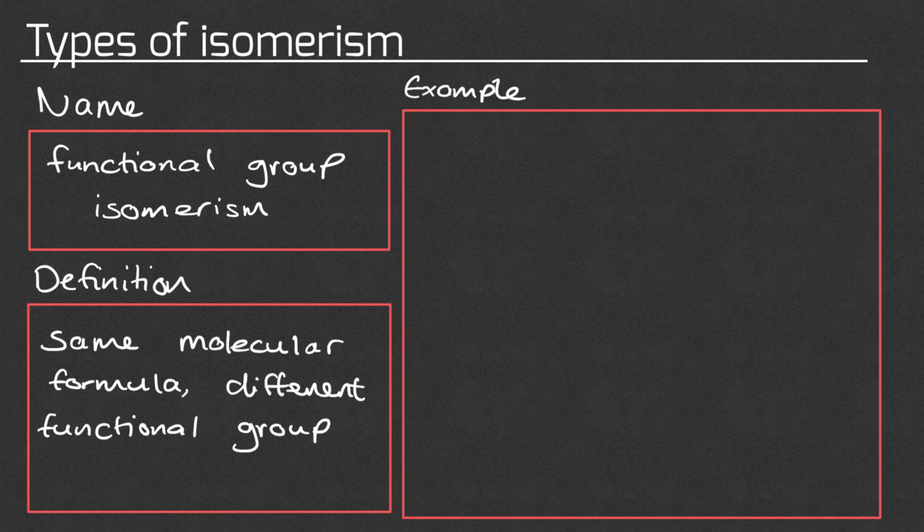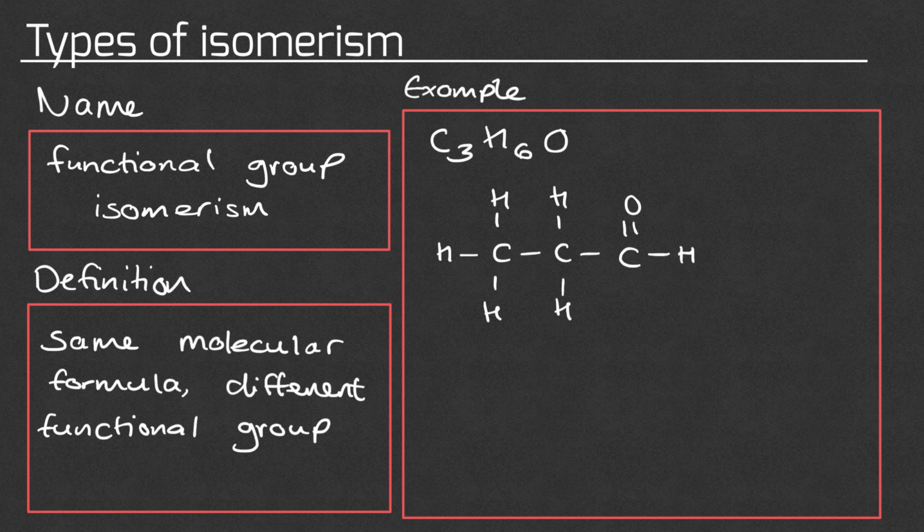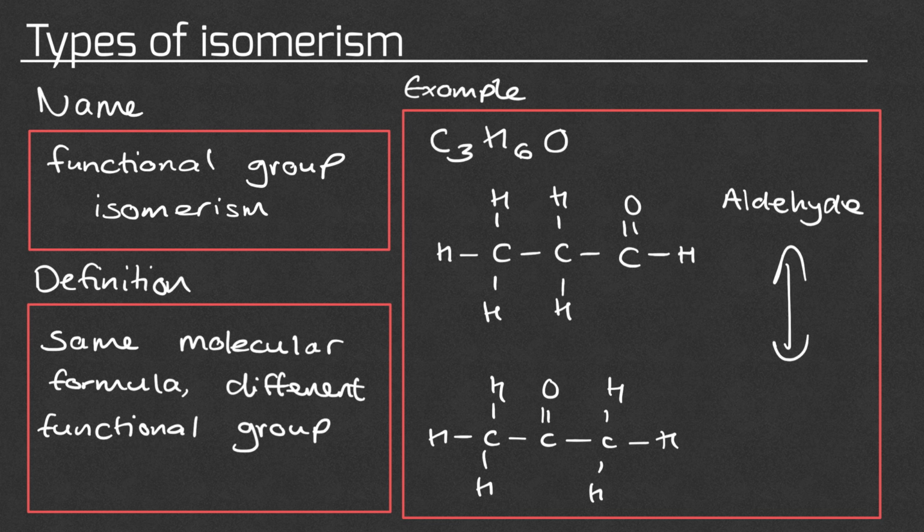This is where molecules have the same molecular formula, but they have a different functional group. There are 2 specific examples of functional group isomerism that you need to know. We're going to start off by looking at C3H6O. This could be an aldehyde, in this case propanal, but it could also be a ketone, propanone.